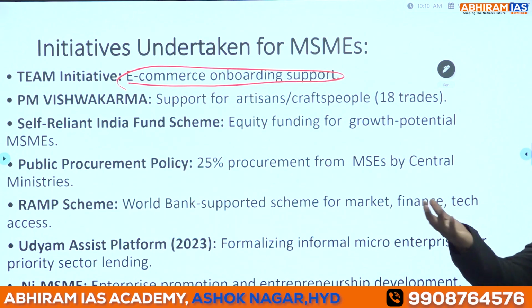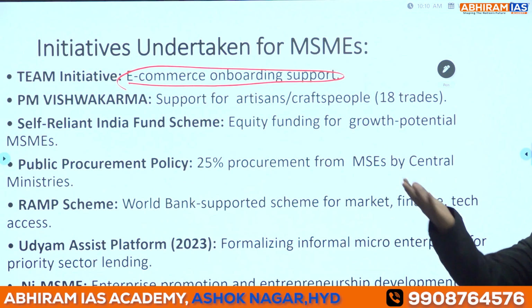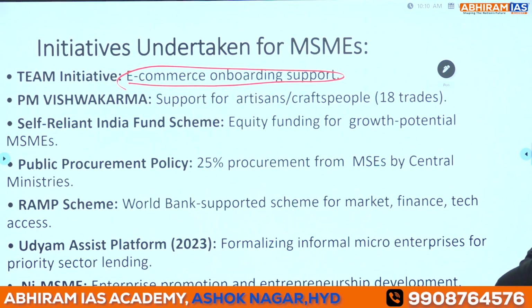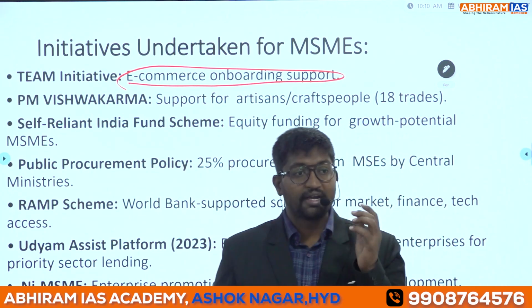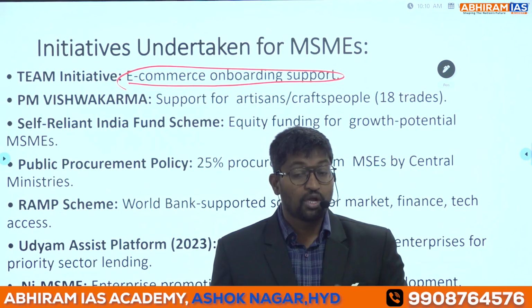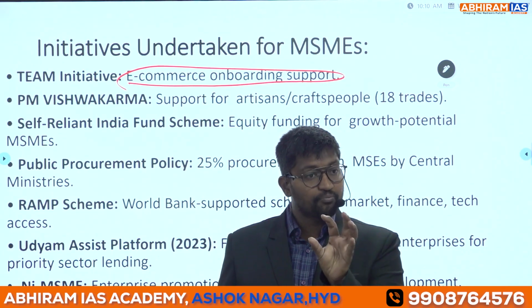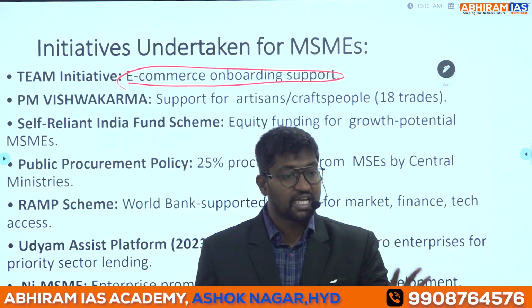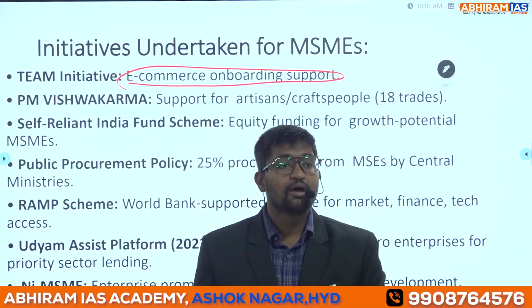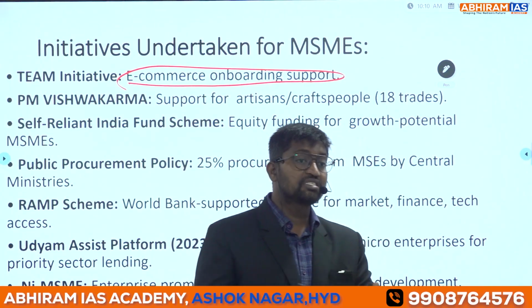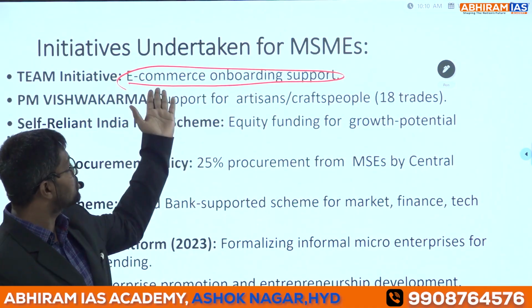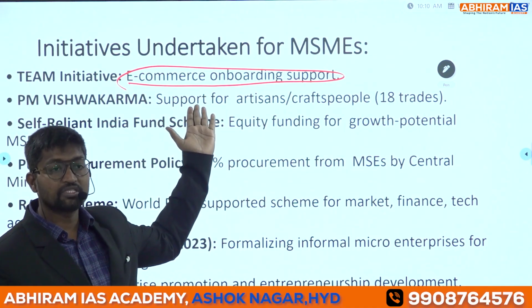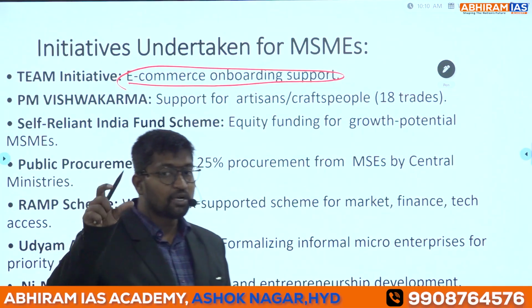See, if in a rural area, in the outskirts of Warangal or in rural areas of Warangal, a micro enterprise is manufacturing a product, don't you think that every product needs a market, every company, every enterprise needs a market? Now which is that biggest market? Online is the biggest market. So we need to promote e-commerce onboarding solutions by including this.